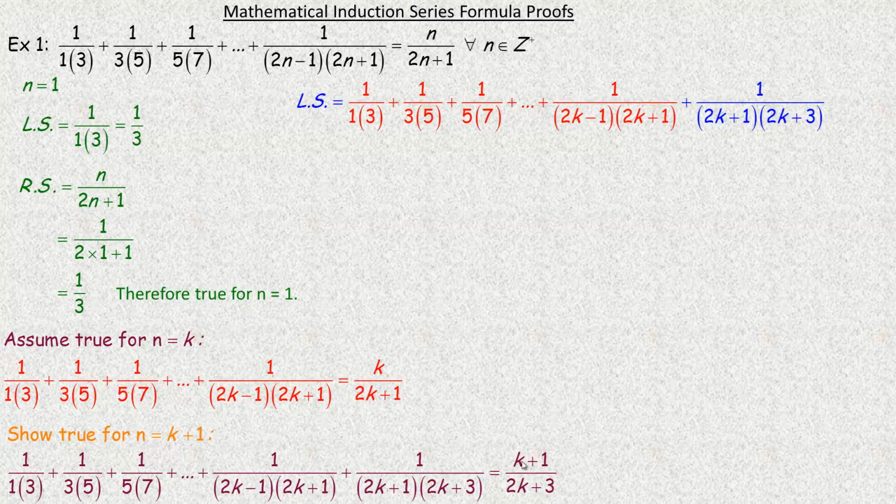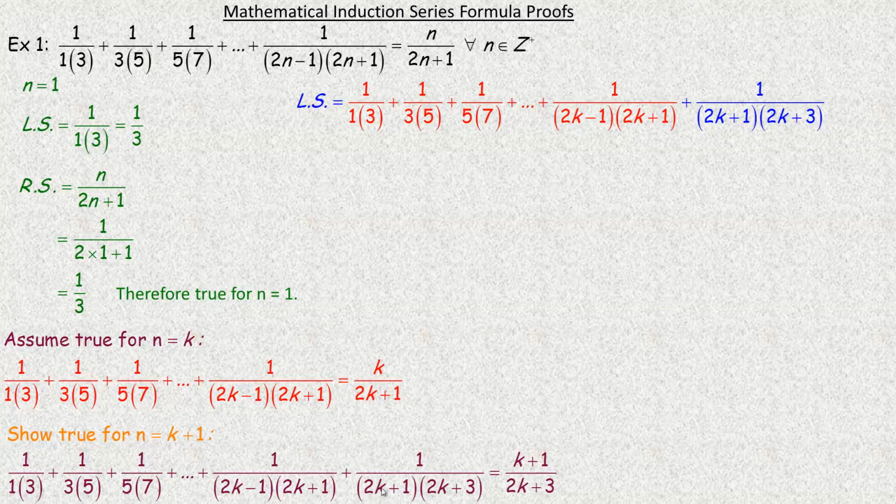Now, notice that I changed the colors a bit. The reason I've got the red here is because this much is exactly the same as what's in the induction hypothesis here. See, this series here is exactly what's here. And so the reason I do that, you have to use the induction hypothesis here. And you see, the induction hypothesis says that that whole series is equal to k over 2k plus 1. So I can substitute in place of all this series k over 2k plus 1.